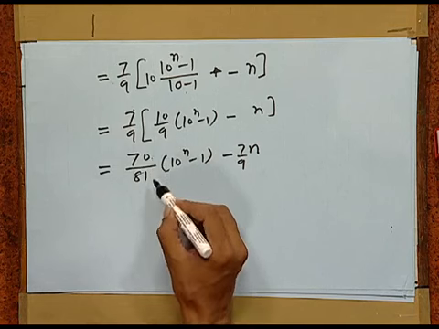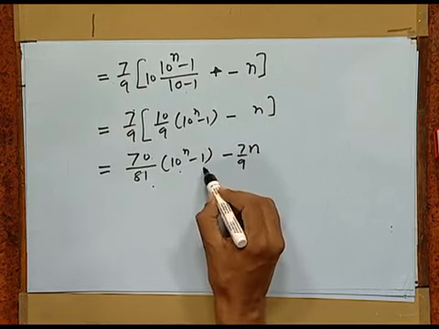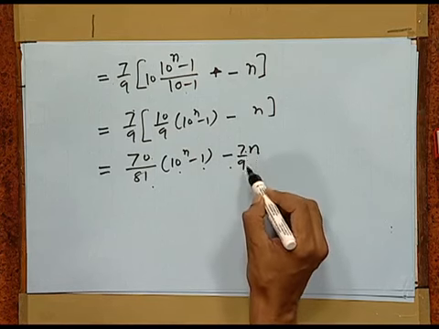So, this is the sum of n terms of the given sequence 7 plus 77 plus 777 up to n terms. Equal to 70 upon 81 times 10 raised to power n minus 1, minus 7 by 9 times n.